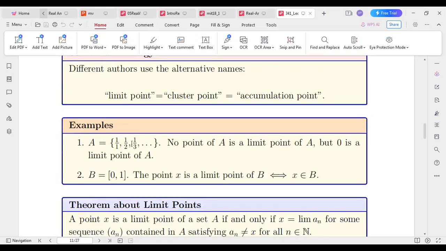A equals 1/1, 1/2, 1/3, and so on. No point of A is a limit point of A, but 0 is a limit point of A, because as n tends to infinity, 1/n easily gives 0. Number 2, B is the closed interval [0, 1]. The point X is a limit point of B because X belongs to B.